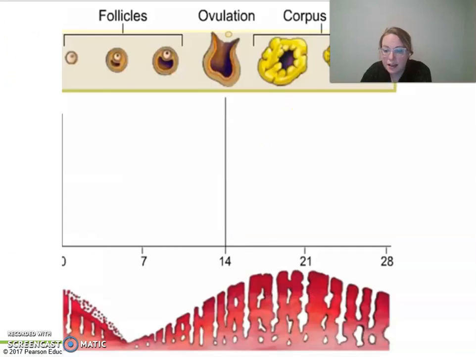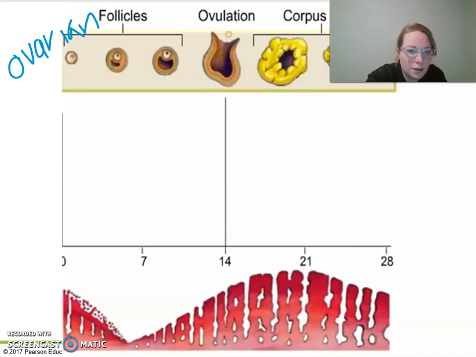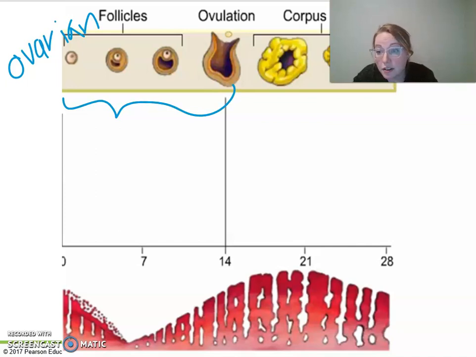So let's look at our 28-day cycle. Okay. So we've got ovarian up here. And so the first 14 days of the ovarian cycle is the follicular phase, because the follicles are developing.